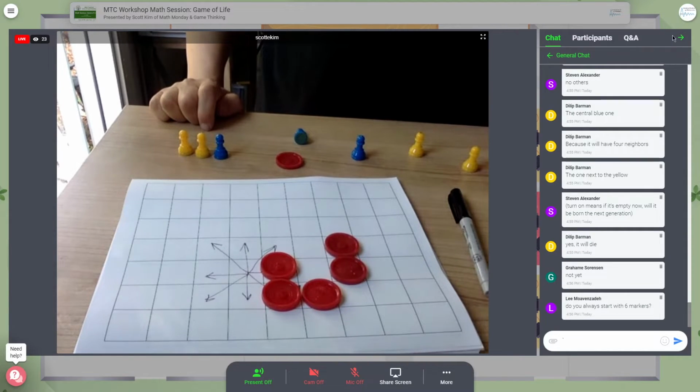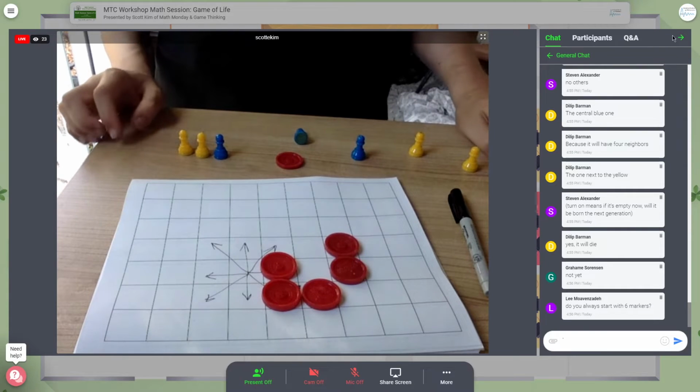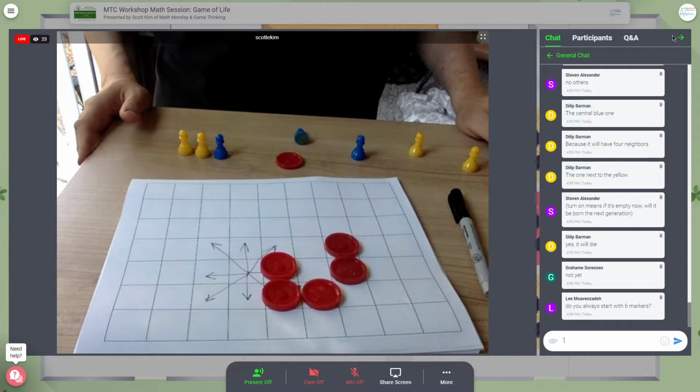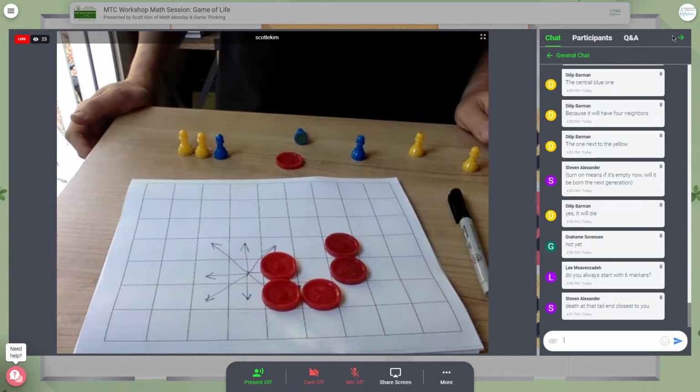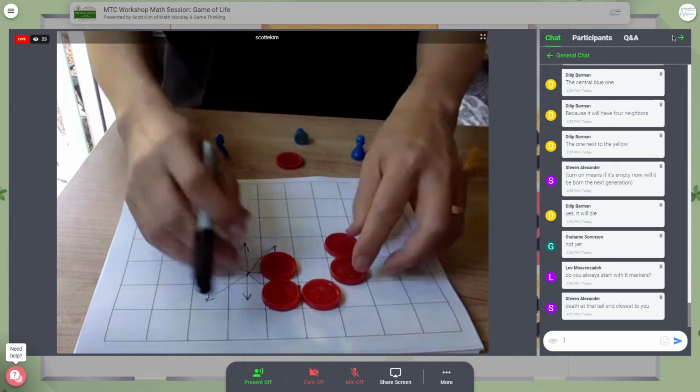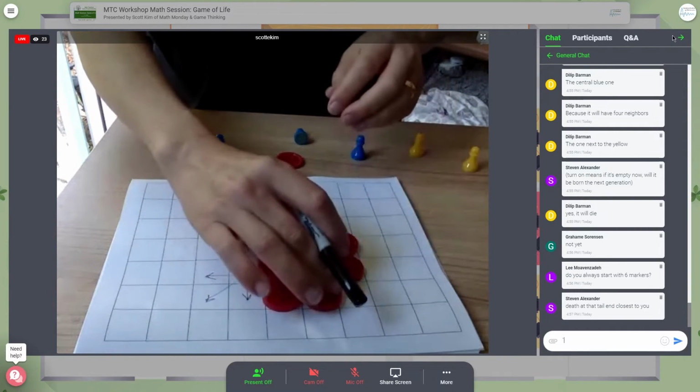You always start with 6 markers, Lee asked. No, you can start with any number. You could even start with an infinite number. But especially when you're starting off, it's good to start with a small number, because you're playing by hand.